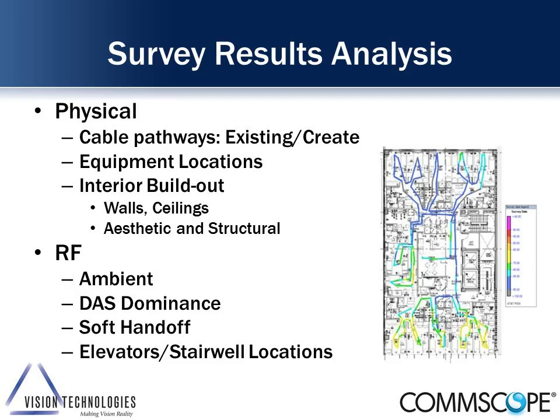We want to understand where the elevator and the stairwell locations are. So if you have antennas on one side of the elevators, you know that coverage is not going to penetrate too well and reach the back of that elevator. So understanding where these major RF blockages are, such as elevators and stairwells, are important to note on the floor plans.